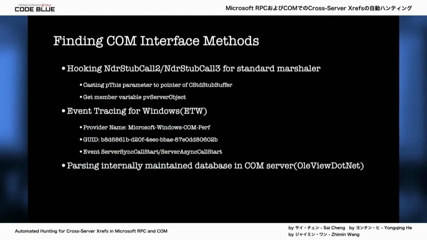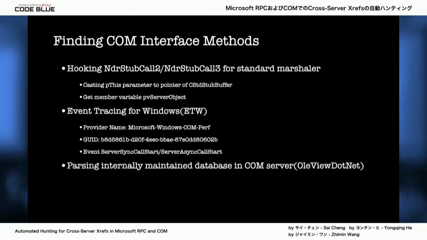Now, let's talk about the common part. As far as I know, it is almost impossible to statically search for the address of a COM interface method. We usually need to create the object first. The first method is to hook NdrStubCall2 or 3, which is useful for the standard marshaller. For RPC calls, the pRpcMsg parameter is a pointer to the standard interface stub, and the pvServerObject member field of the interface stub points to the interface.